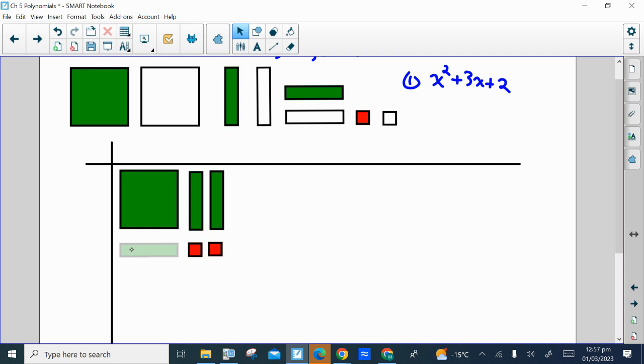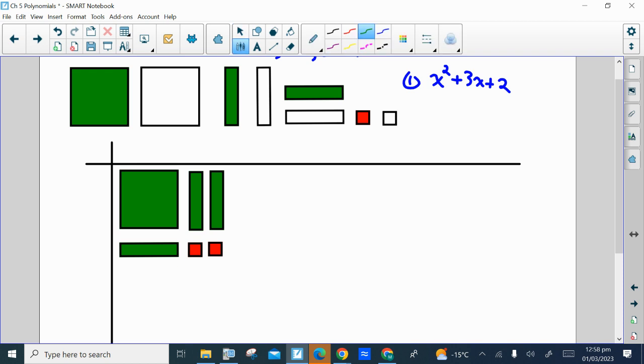So there's my positive 3 x tiles. So I have 2 to the right of the x squared and 1 below the x squared. And then I've got my 2 positive 1 tiles there. So once again, I've created an x squared plus 3x plus 2. I've got that rectangular shape.